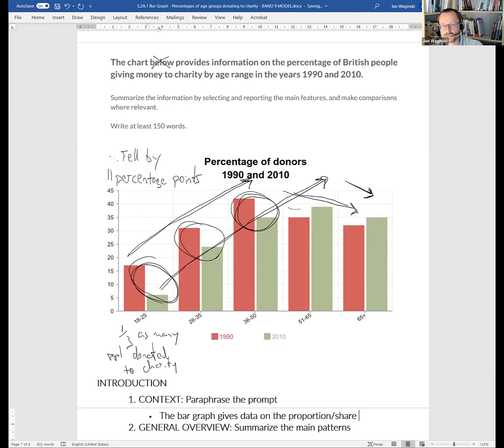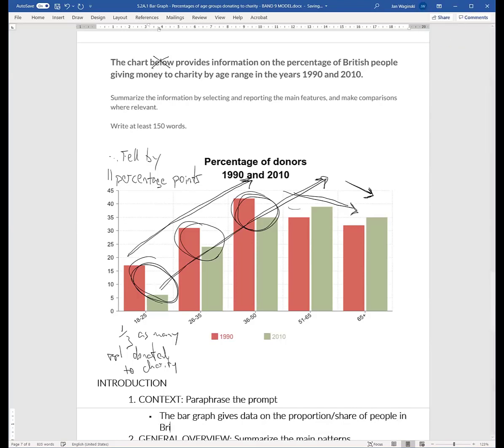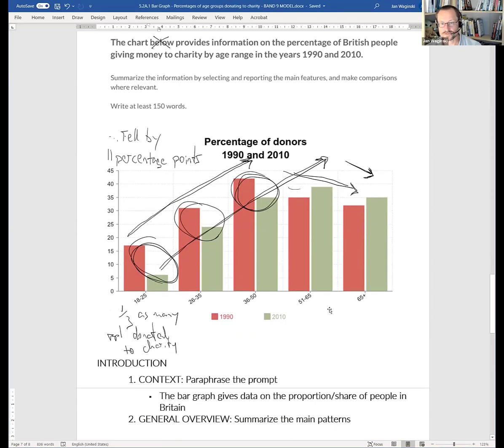What's a synonym for British people? English. Colonial people. Colonizers, of evil colonizers. Bar graph gives data on the share of people in Britain. English people. Sure. If it says French people, people in France. British people, people in Britain. Giving money to charity. What's Donate. Yes, donating money. So obviously if you're donating money, you don't need to say charity because that's what a charity is.